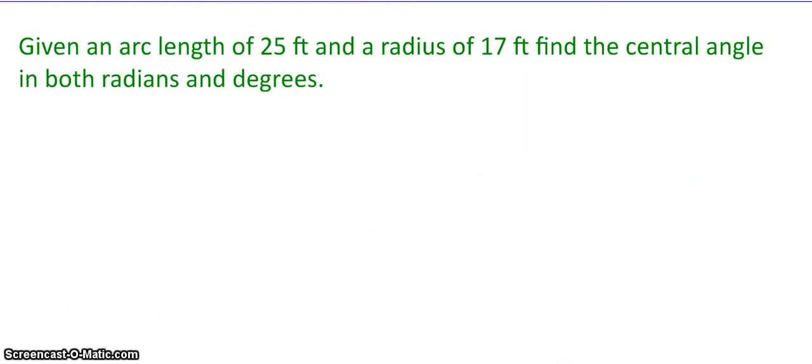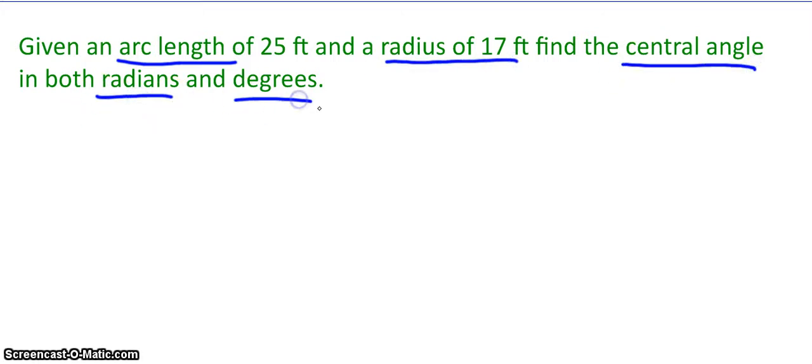Alright, so the last thing we're going to look at in this video is the relationship, going back to our definition of radians, and that is the relationship between arc length, radius, and the central angle. So here is a typical application problem of this relationship. Given an arc length of 25 feet, so that's my arc length, and a radius of 17 feet, find the central angle in both radians and in degrees.